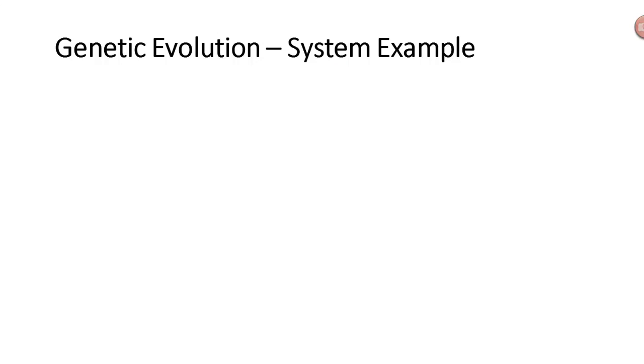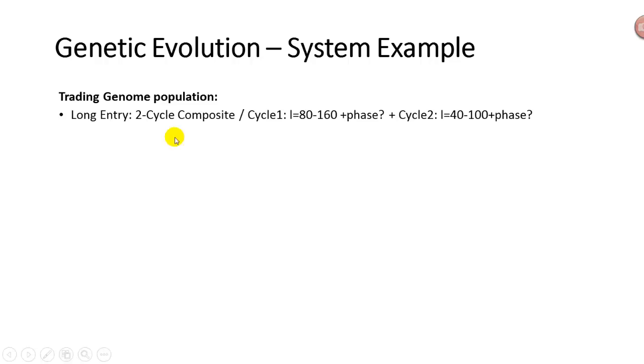Okay, let's review another genetic evolution example here. Now we use the E-mini S&P 500 futures contract on an intraday chart. We use a 5-minute intraday chart for the mini futures here. So in this case, we will have a trading genome population for long entries. In this case, we use a 2-cycle composite to go long, which means that we use the low of a 2-cycle composite to enter long trades here.